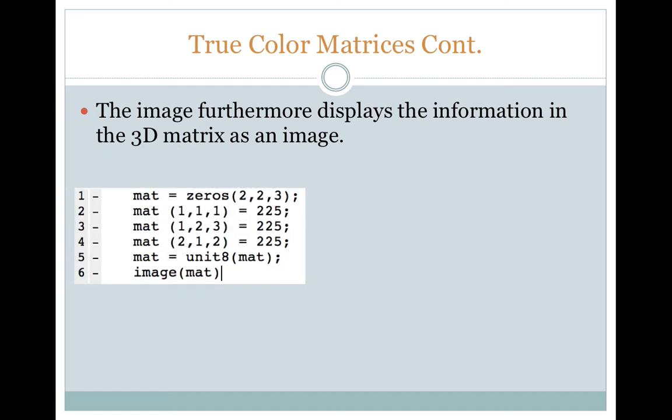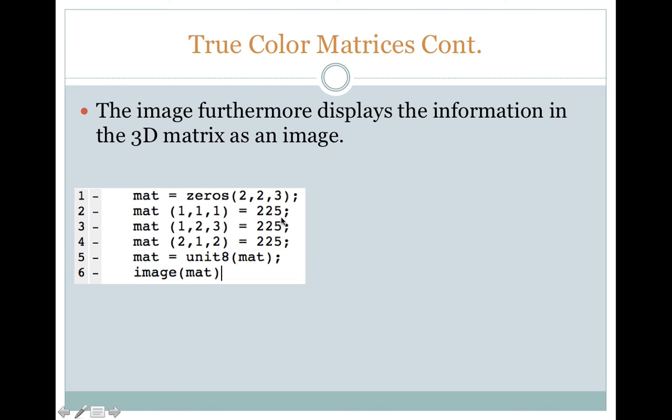How does it look in MATLAB? This is what it is. You do mat equals zeros of 2, 2, 3, which is going to make a graph of 2, 2, 3. Okay, then you do mat(1,1,1). Now this is where it comes from previous. It's going to be the first pixel. The y coordinate is 1 and the x coordinate is 1. So the first pixel is going to be red because the number is 255.